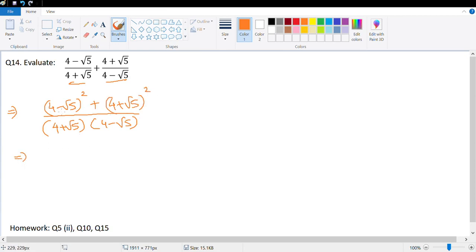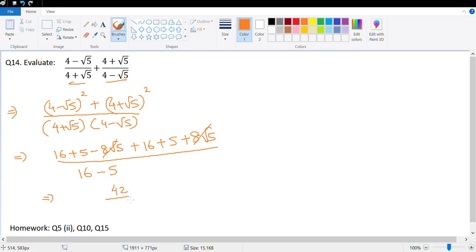So this is x minus y whole square, that's x square plus y square minus 2 into 4, that's 8 root 5, and the second term becomes x square plus y square plus 8 root 5. The denominator becomes x square, which is 16, minus y square, which is 5. So this is 8 root 5 and plus 8 root 5 gets cancelled. This is 16 plus 5, 21, plus 21, that's 42 upon 16 minus 5, that's 11. The wrong way of writing, we need to simplify this further. So this would be 3 times 9 upon 11. Correct, 33 and 9, 42.